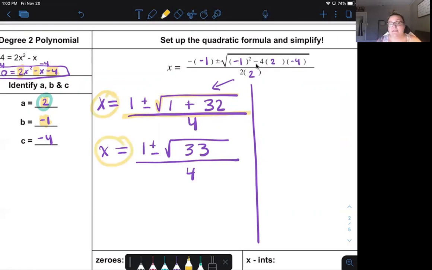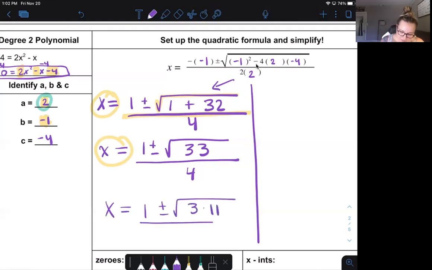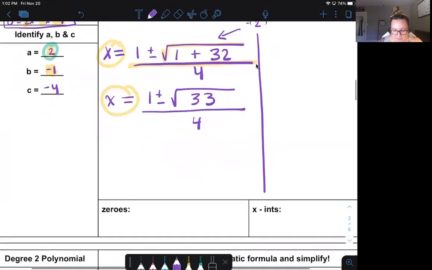Now we need to see if we can simplify our radical. So on the next step, I'm going to do x is equal to 1 plus or minus the square root of 33. 33 can be broken down to 3 times 11. Those are both prime. It can't be factored down any further. So we know that the square root of 33 is the simplified version of that radical.